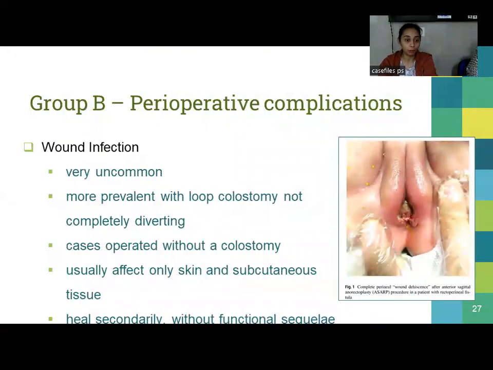Coming to the perioperative complications, wound infection is usually uncommon and is more prevalent with loop colostomies which are not completely diverting, or in cases which are operated without a colostomy. It usually affects only the skin and subcutaneous tissue. They heal secondarily without functional sequelae. This particular image is of a wound dehiscence after ASARP, a complete wound dehiscence.